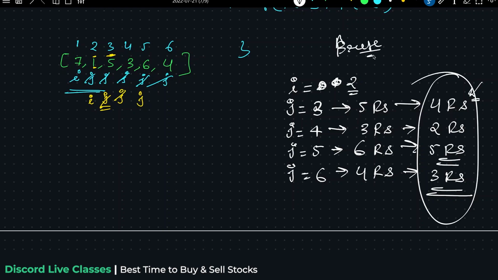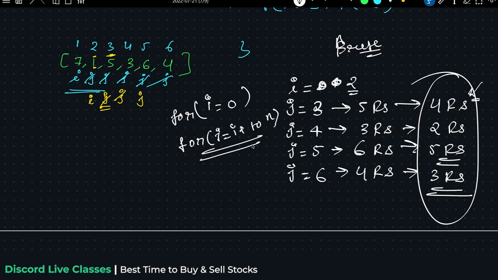So here what are you doing? You are making a first loop for i equals 0. For each i iteration, you will be running j equals i plus 1 to nums.length, that is approximately the size of the array. So approximately it will take how much? Big O of n square.